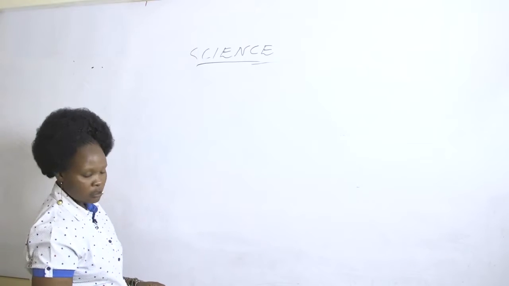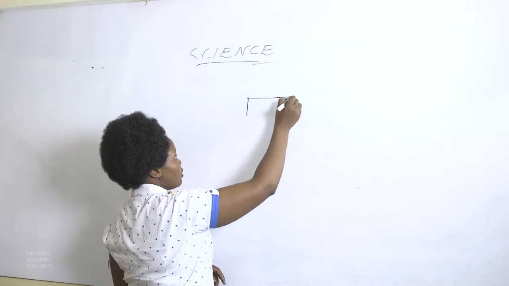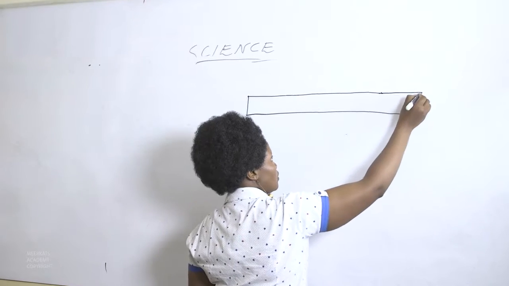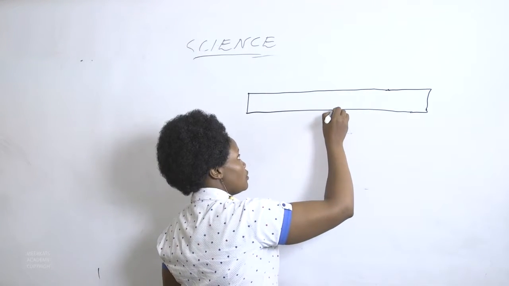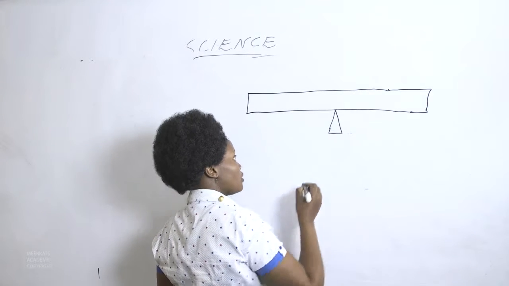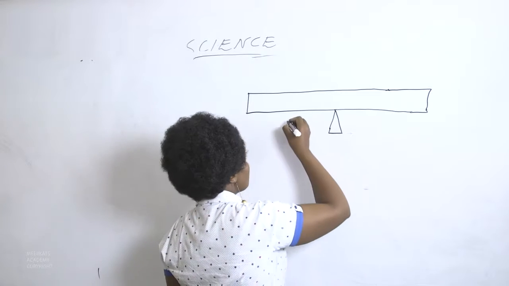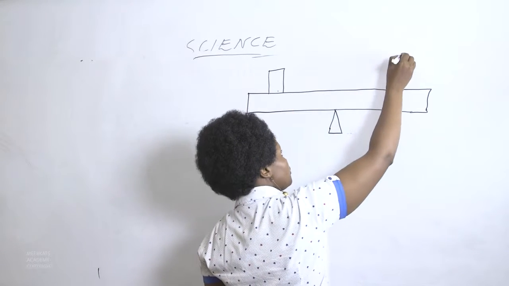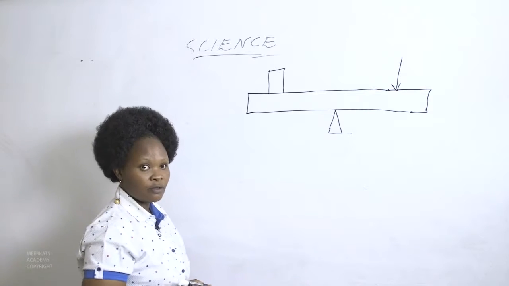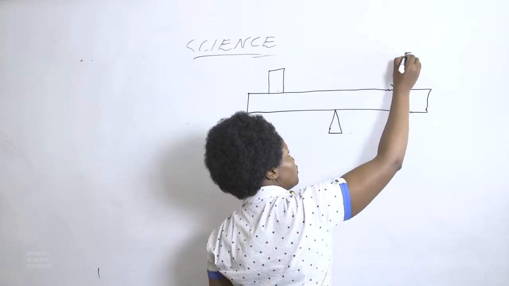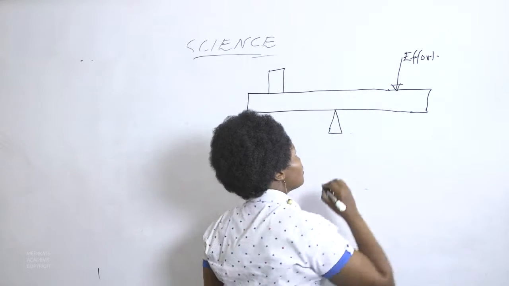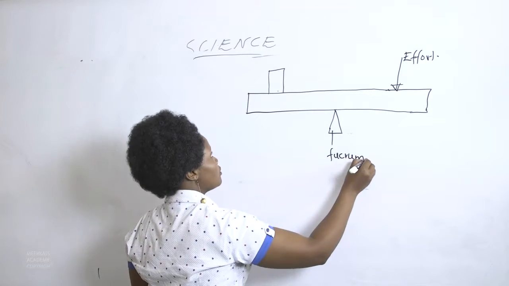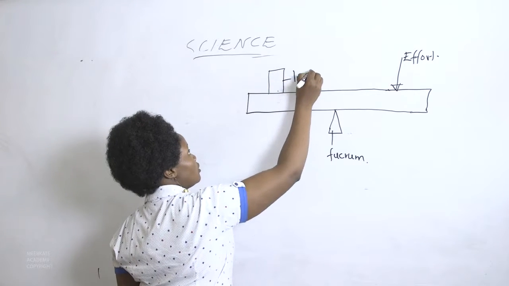They move in different directions. This is what we are talking about. If we have the fulcrum here, then we shall have our load here and our effort will be applied on the far end. This is the effort. This is the fulcrum. And this is actually the load.